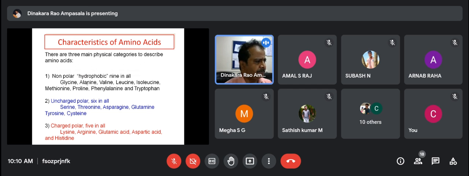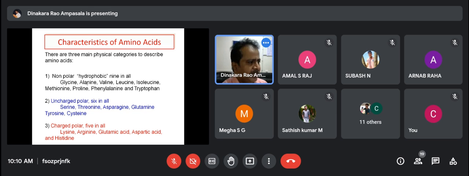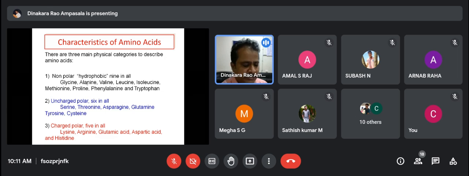Okay. So depending on the character of R in amino acids, we can have different types of amino acids. Non-polar amino acids, like hydrophobic ones: 9 amino acids are there in this category. Uncharged polar amino acids: 6 amino acids are there in this category. Charged polar: 5 amino acids are there in this category.